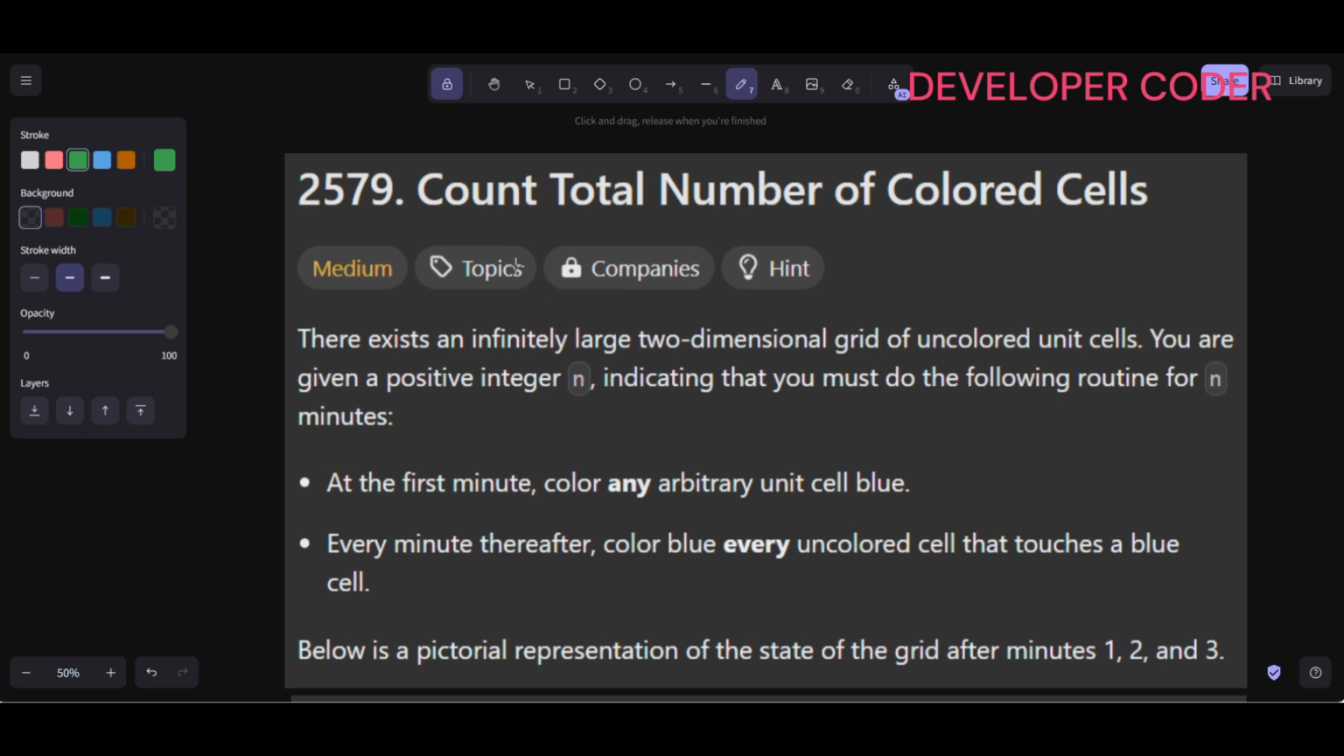Now without any delay, let's get started with today's problem. Problem number 2579. Count total number of colored cells. Okay, so let's read the problem statement first.